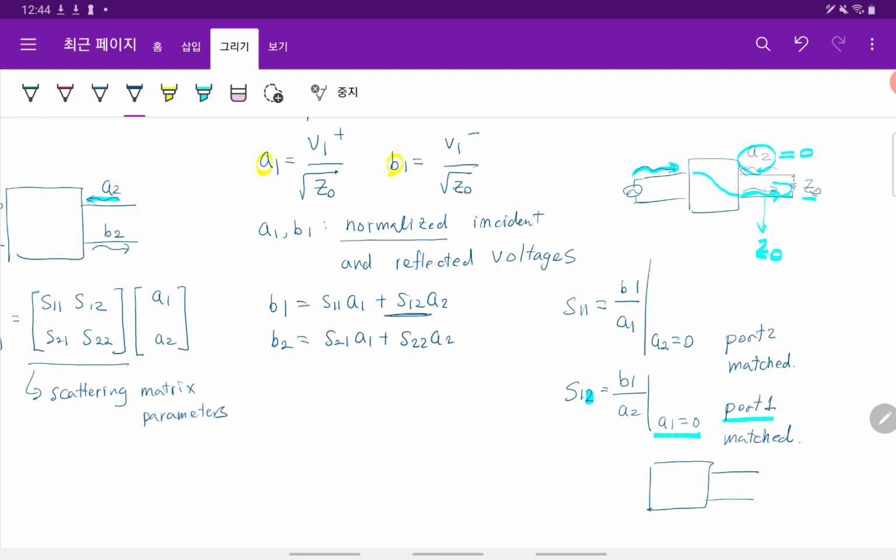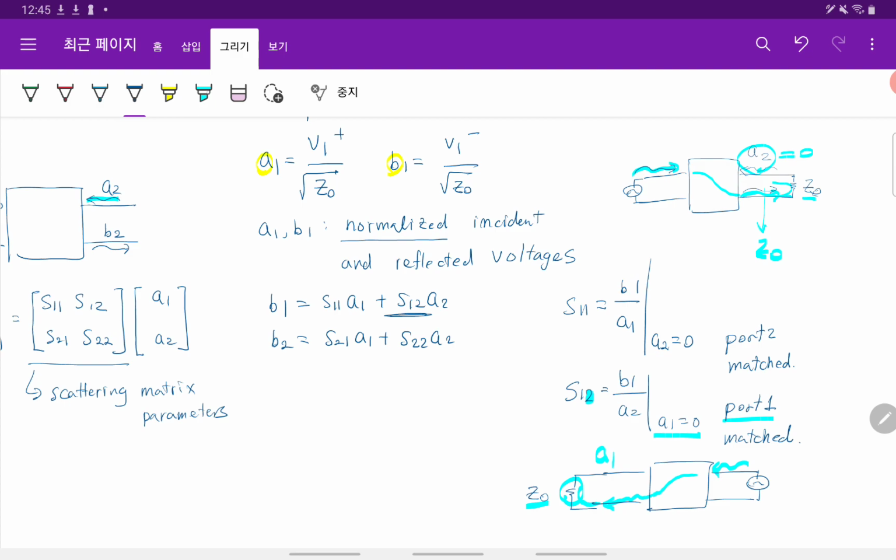So port 2 is source, and then this is the transmission line, so we should terminate with Z0, so that some wave starts flowing, and then after the filter some wave comes to here, right? And then to make this A1 0, we shouldn't have any reflection here. So to do that, port 1 should be impedance matched, right? So this is how we measure S11 and S12.